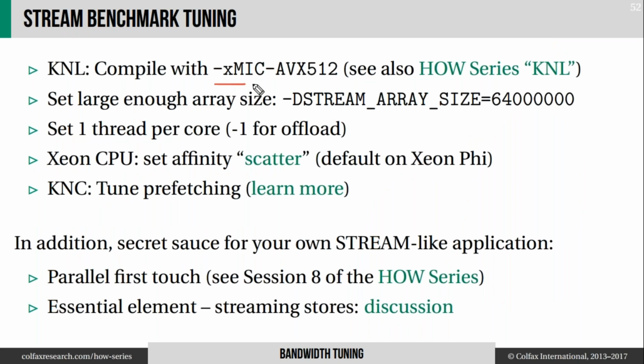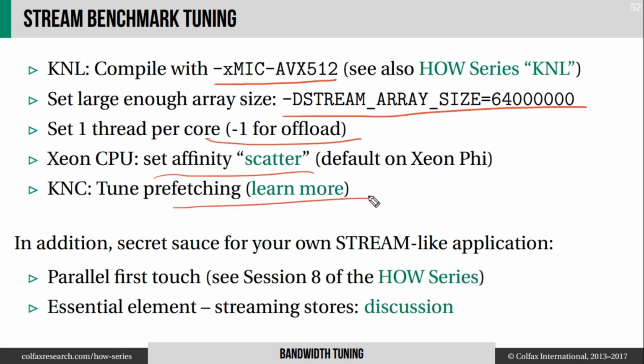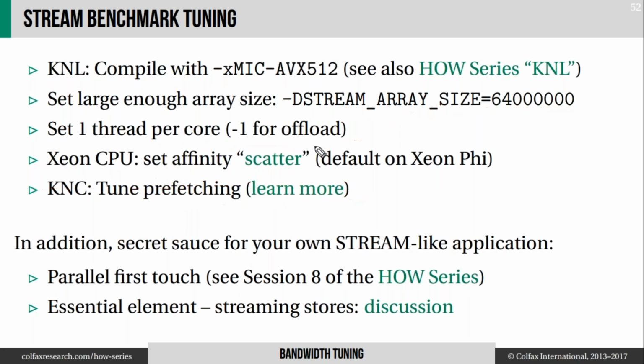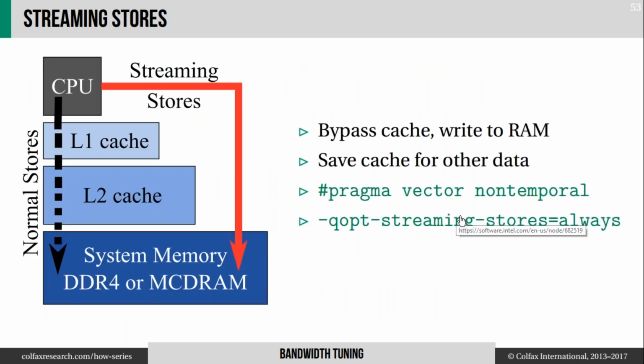I will demonstrate the importance of compiling with the right argument, using the right data size, using the correct affinity and core count, and possibly tuning prefetching, although I think I don't have to do this anymore because I think the compiler does a good job. The idea here is that by seeing how to optimize the environment of the Stream benchmark, you will be able to better see what you have to do for your application if it is bandwidth bound.